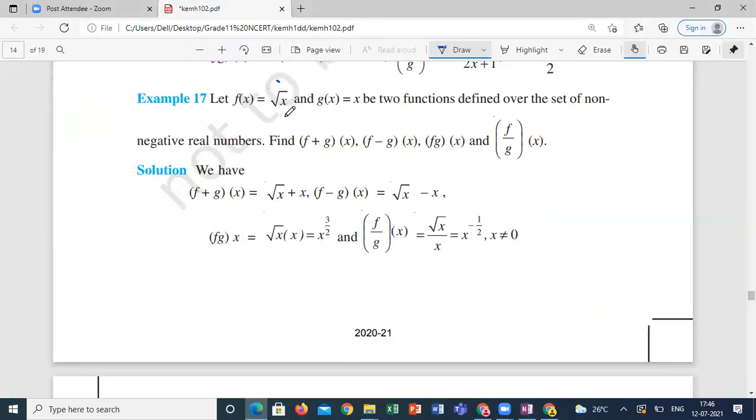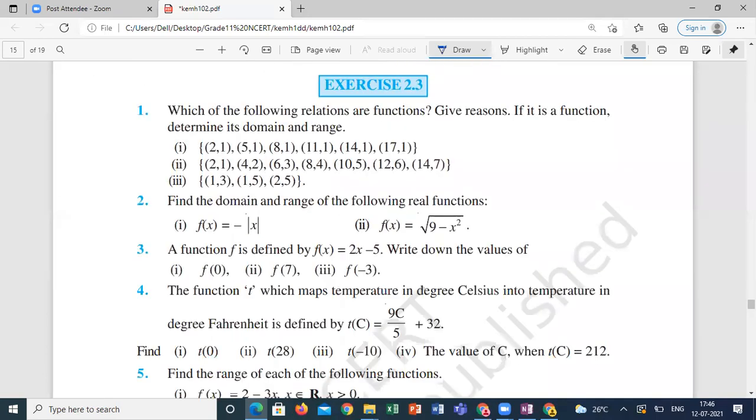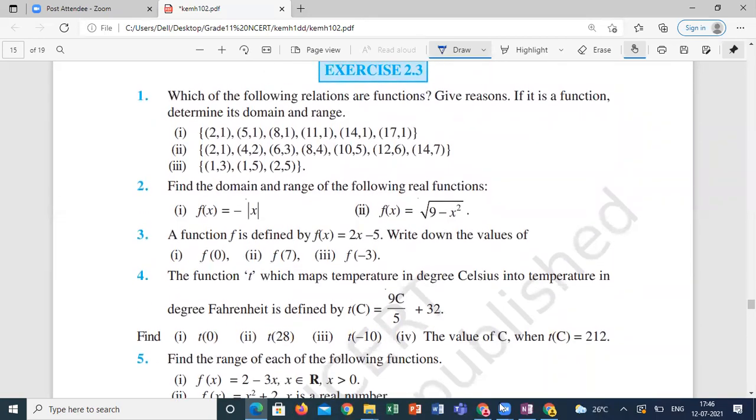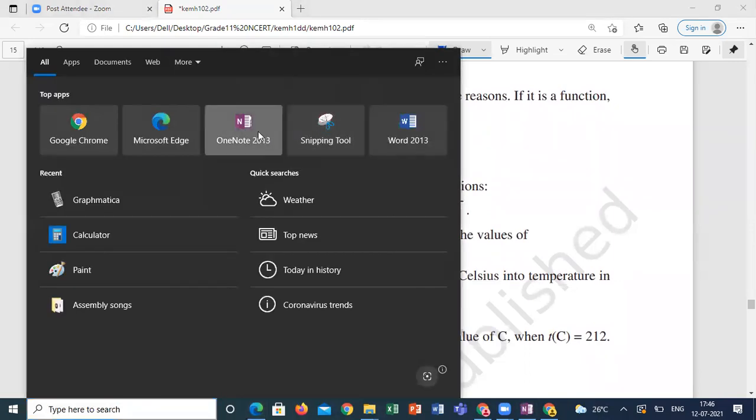See this one. They gave root x, they gave x, they are asking f plus g: root x plus x, root x minus x, root x into x, root x by x. This is called algebra of functions. So we are moving to some questions related to functions.